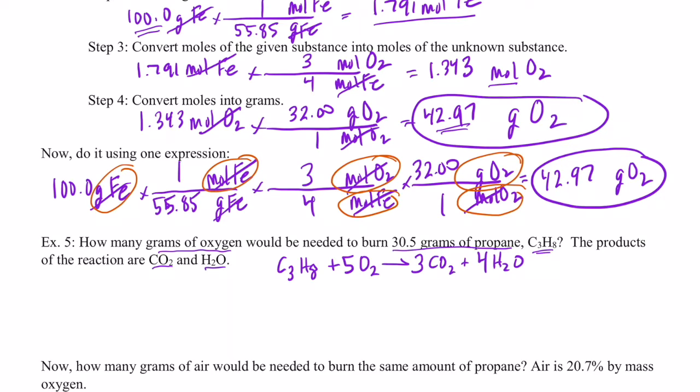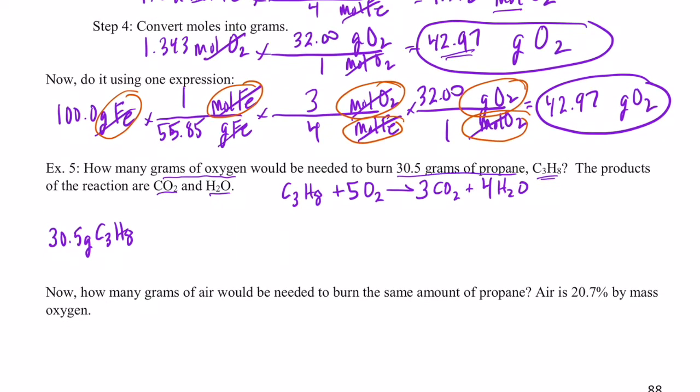Now, did you guys start with 30.5 grams of C3H8? Yeah, and you recognized, I hope, that stoichiometry is the mathematics of a balanced equation, and that balanced equation gives us a mole ratio. So we needed to hop out of grams of C3H8 and get into moles of C3H8. So we have to figure out what a mole of propane weighs. So 1 mole of propane.